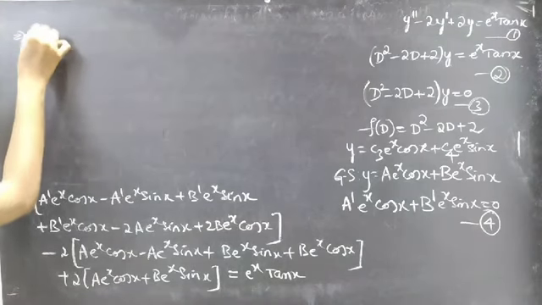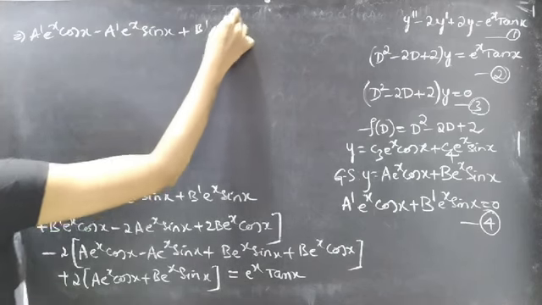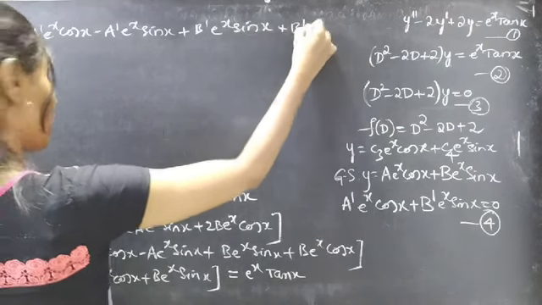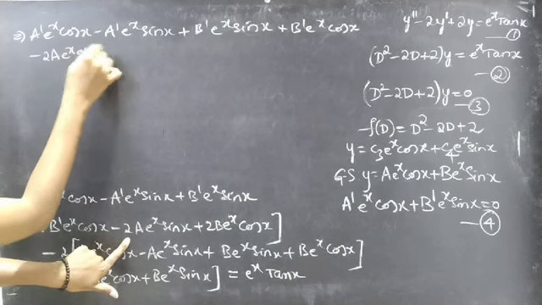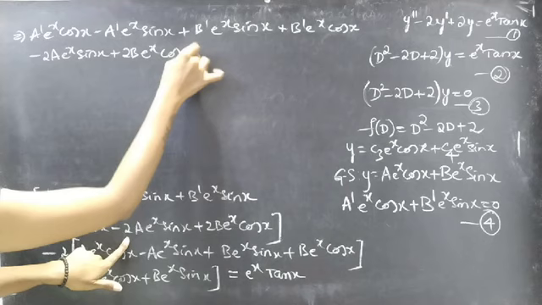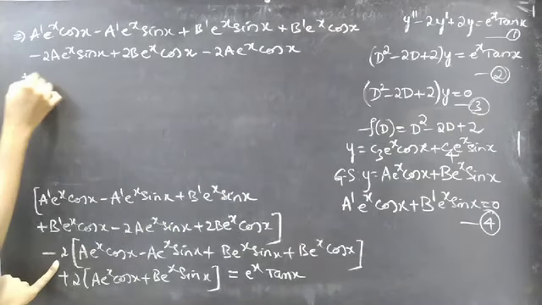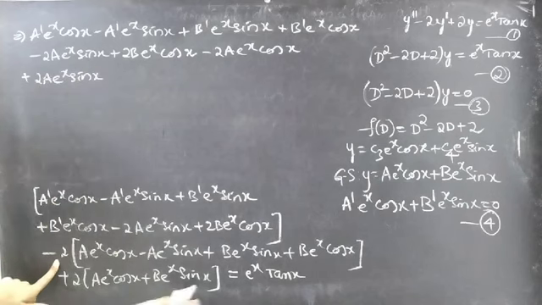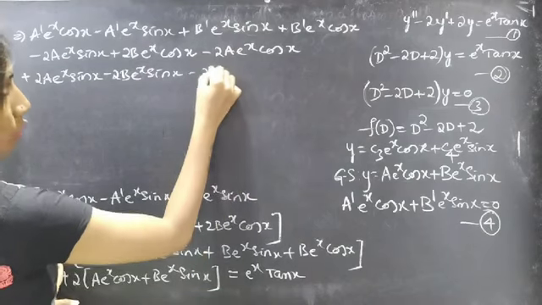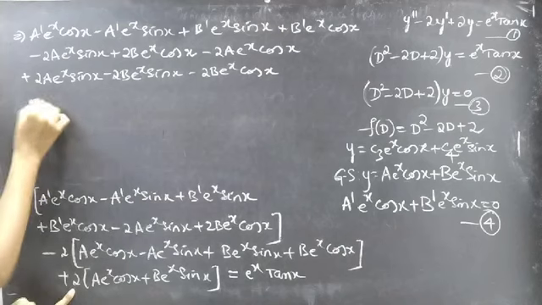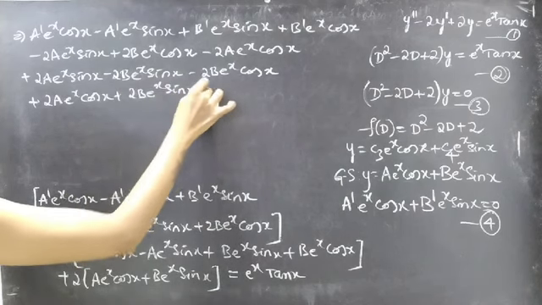This gives us a dash e power x cos x minus a dash e power x sin x plus b dash e power x sin x plus b dash e power x cos x minus 2a e power x sin x plus 2b e power x cos x minus 2a e power x cos x, minus into minus plus 2a e power x sin x, minus into plus minus 2b e power x sin x, minus into plus minus 2b e power x cos x plus 2a e power x cos x plus 2b e power x sin x equal to e power x tan x.